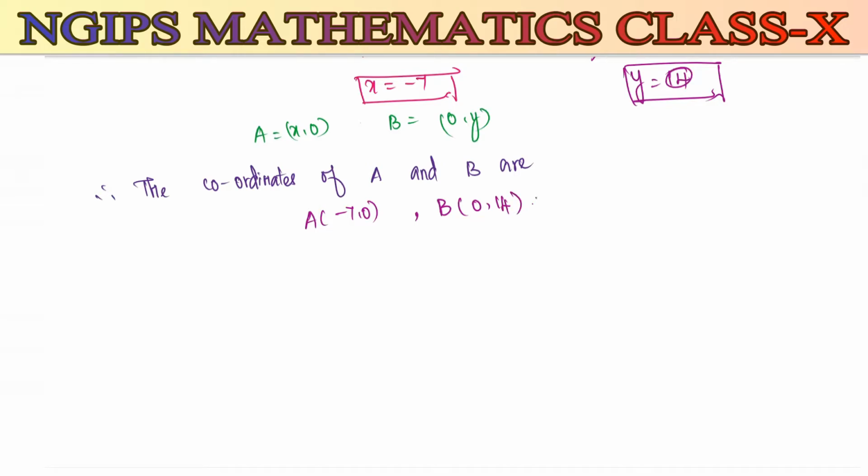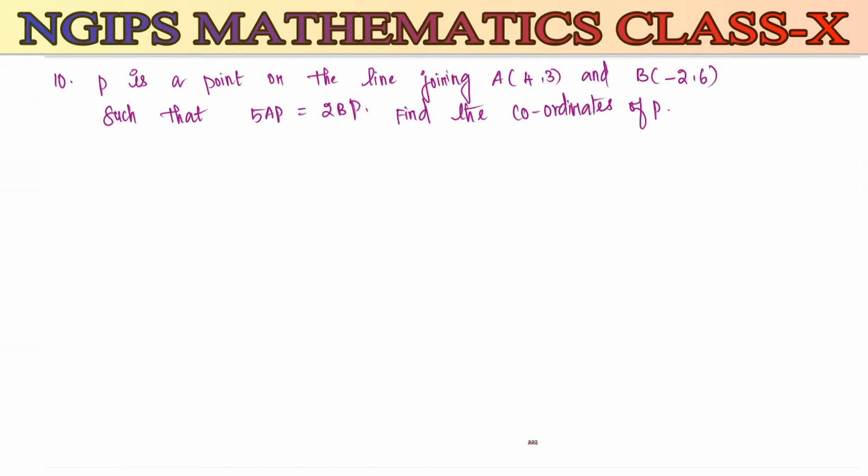So we found the coordinates of A and B. So this is the final answer. We'll move to the next one. Okay, if you look at the 10th question, here we have the point P. It is going to be on the line joining A and B.